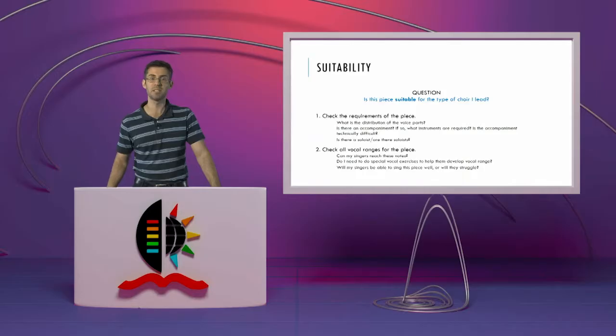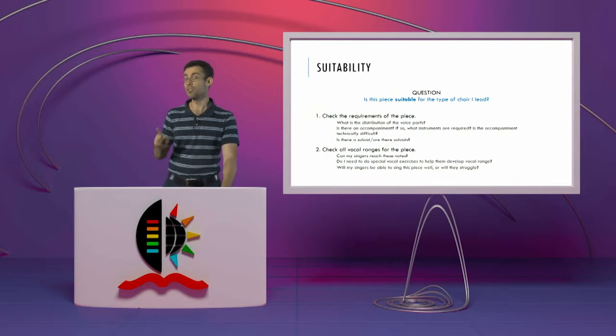If you do know somebody who can play it, how much time do they need in order to be able to prepare it? Are they very good sight readers, or will they need several weeks to learn the part? That's why you'd need to ask, is the accompaniment technically difficult? And then also, if the piece is accompanied, but you're not going to have an accompaniment during the rehearsals, how are you going to prepare the accompaniment so that you can accompany the choir?